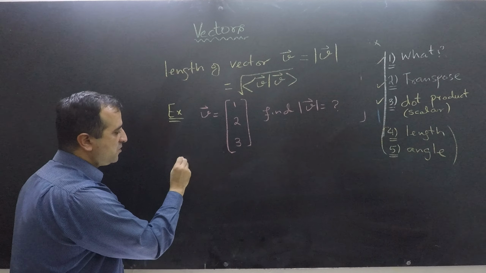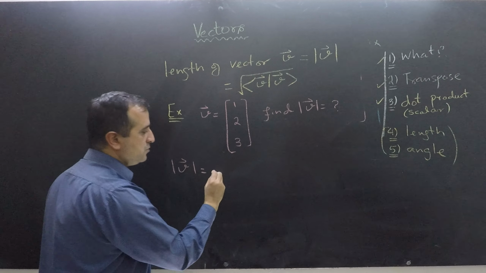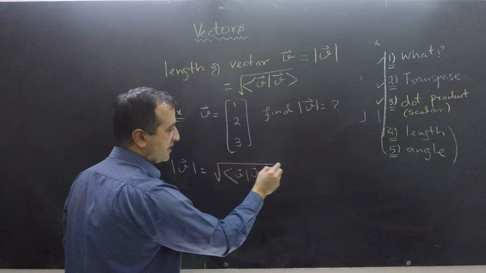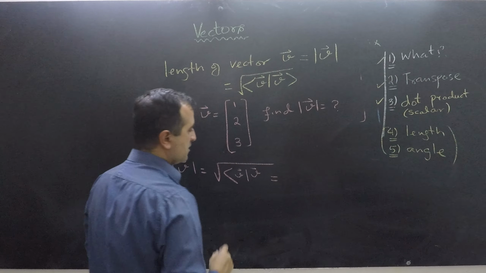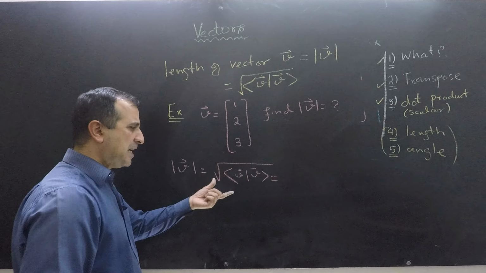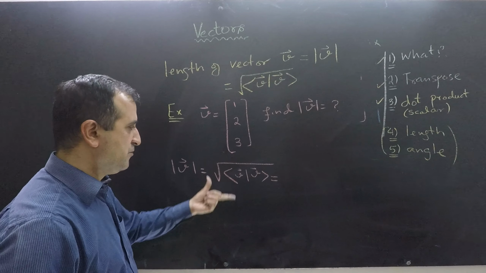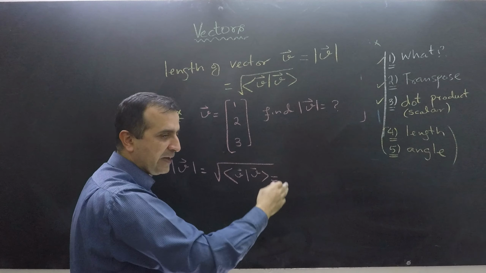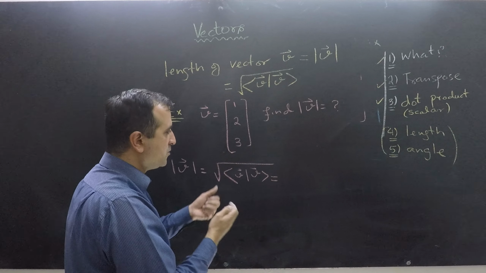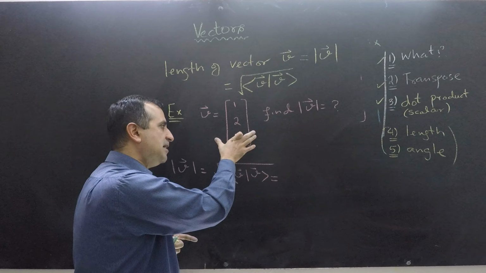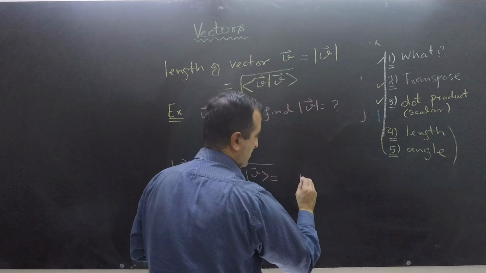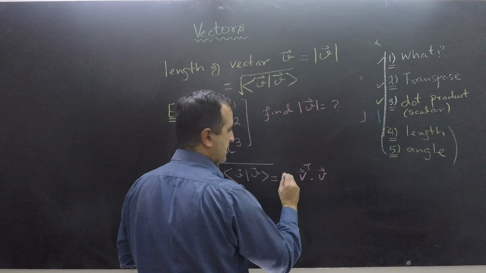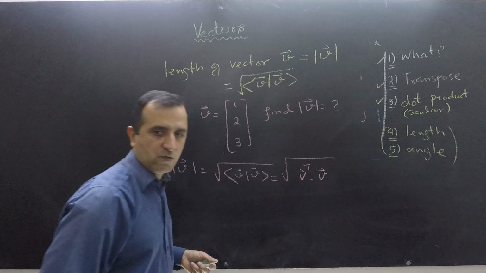We say the length of vector v will be equal to the square root of the dot product of v with v. For the time being we will do the square root at the end. First we find the dot product of v and v. So we take the transpose of the first and multiply with the other, and because both vectors are v, we take v transpose and multiply it with v, and then we take the square root of the answer.